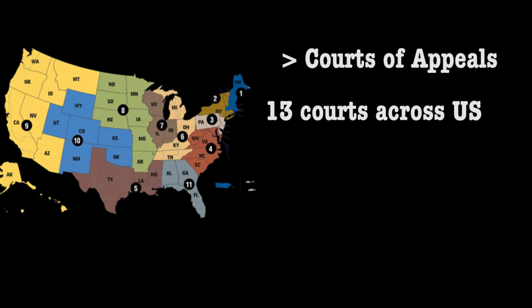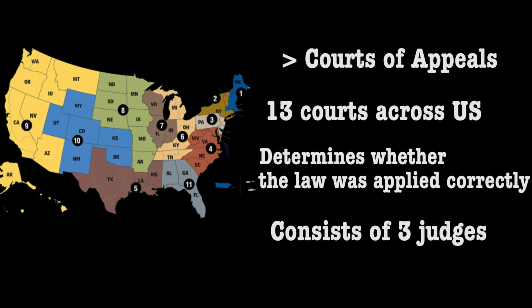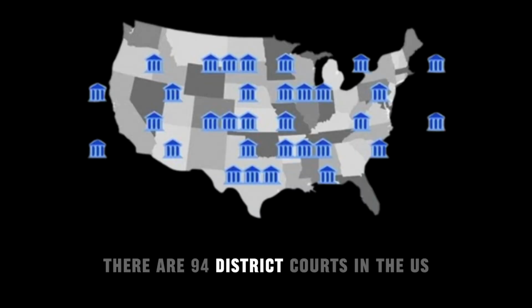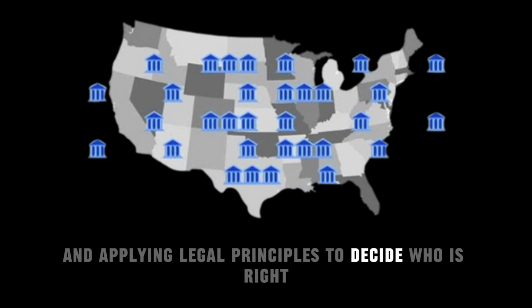There are 13 appellate courts below the U.S. Supreme Court, and they are called the U.S. Courts of Appeals. The appellate court's task is to determine whether or not the law was applied correctly in the trial court. Courts of appeals consist of 3 judges and do not use a jury. There are 94 district courts in the U.S., and they resolve disputes by determining the facts and applying legal principles to decide who is right.